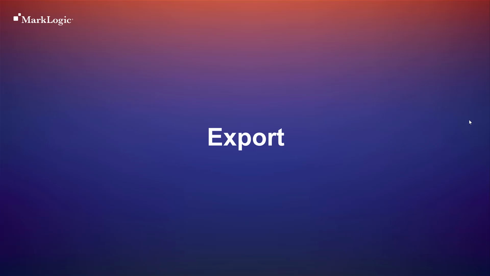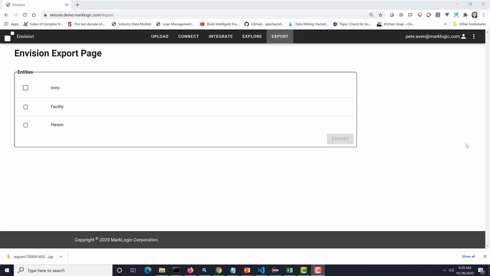And at the end of the day, we want to put this data in a BI tool. And so we're probably going to want some rows and columns again. And for that, we look at Export. On the Export page, we're provided a list of the entities we've harmonized. We can choose to download particular entities, or we could just download them all.